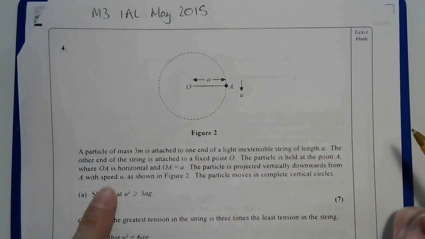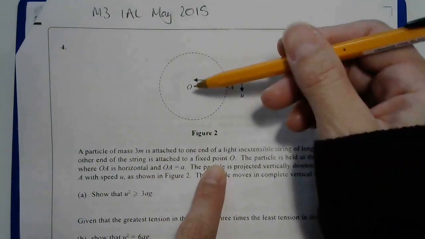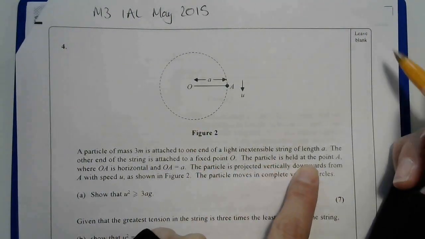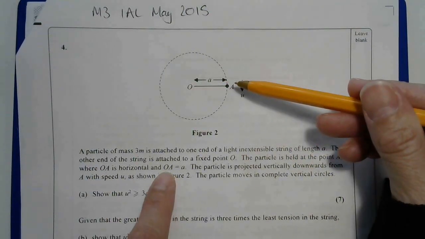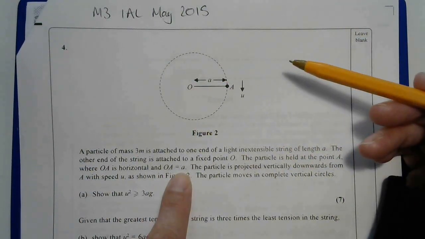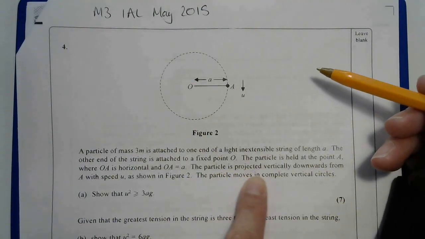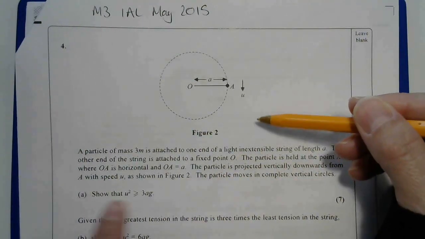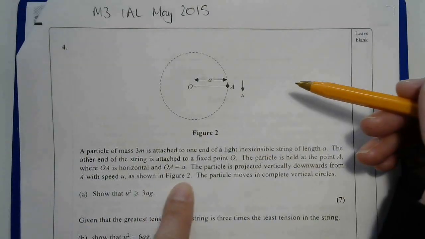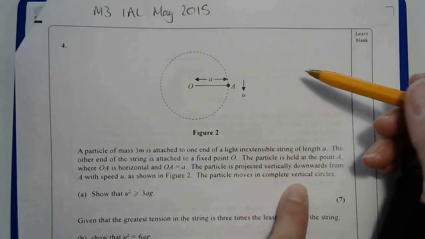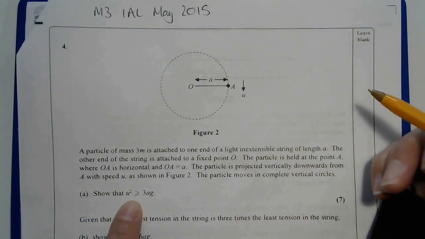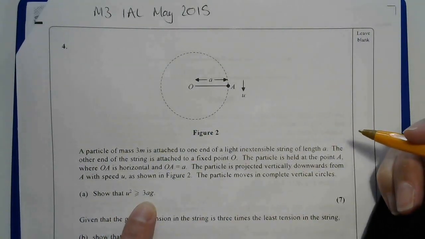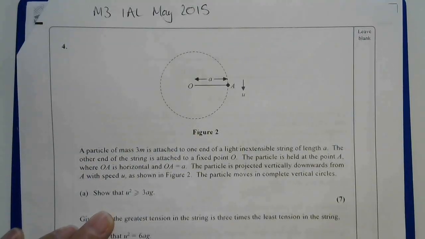of length a. The other end of the string is attached to fixed point O. The particle is held at point A, where OA is horizontal and OA is equal to little a. The particle is projected vertically downwards from capital A with speed u, as shown in figure 2. The particle moves in complete vertical circles. Show that u squared is greater than or equal to 3ag, for 7 marks.